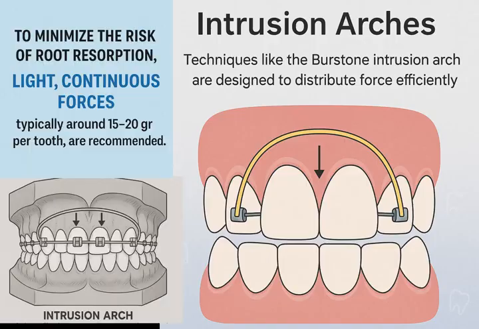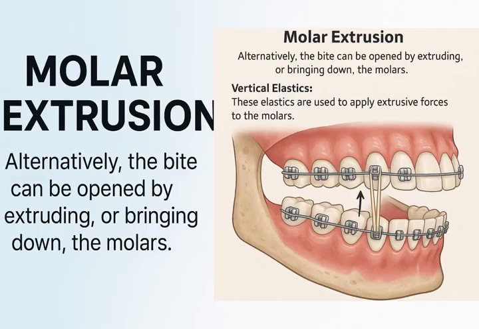segment. Intrusion arches. Techniques like the Burstone intrusion arch are designed to distribute force efficiently, preventing excessive tipping of the teeth during intrusion. To minimize the risk of root resorption, light, continuous forces, typically around 15-20 grams per tooth, are recommended. Incisor intrusion is generally a stable and effective method in adult patients.